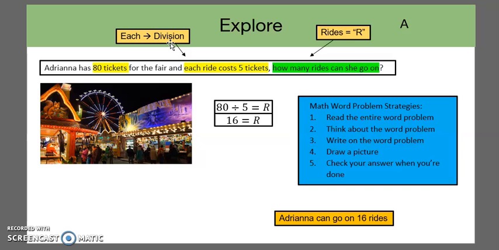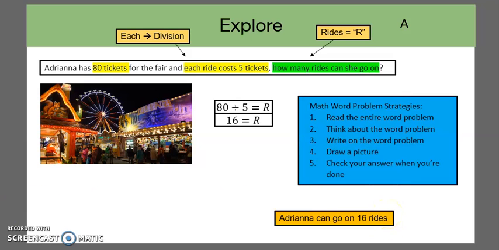So in order to understand how many rides in total she can go on, we would have to divide 80 and 5. And we set up R to mean rides. So we're going to set up our math equation. 80 divided by 5 equals R. When we do that, 80 divided by 5 is 16. 16 equals R. And we can think about 16 makes sense because if she has 80 tickets, she can go on 16 rides at the fair. Adriana can go on 16 rides, and it's listed down here as well.